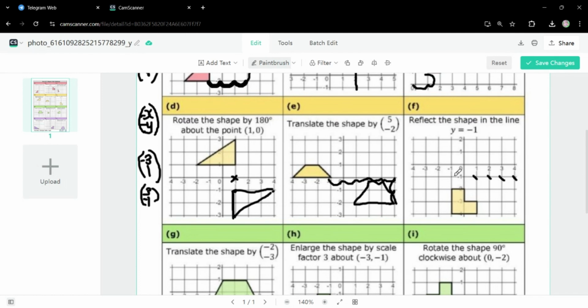That means that the object is opposite from the image. So let's see. Okay, you can see the shape I translated.